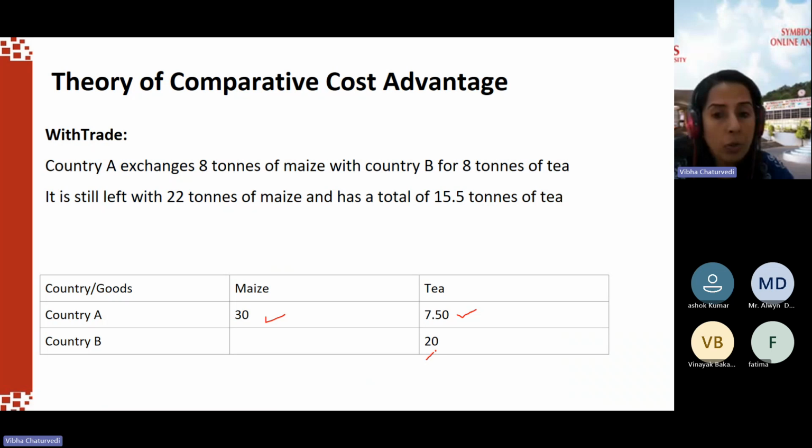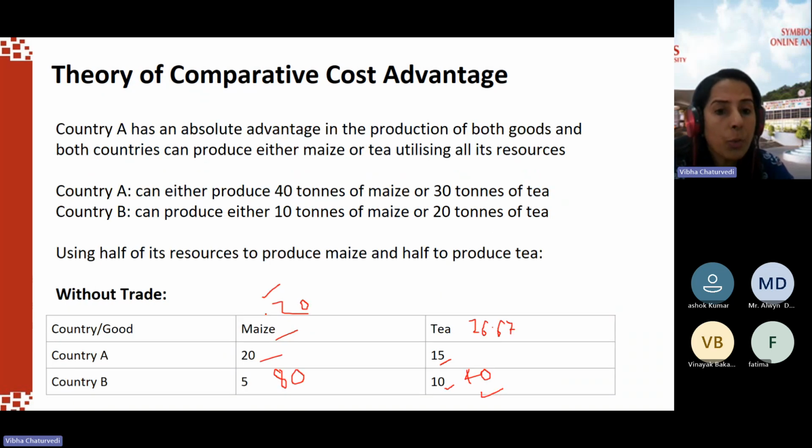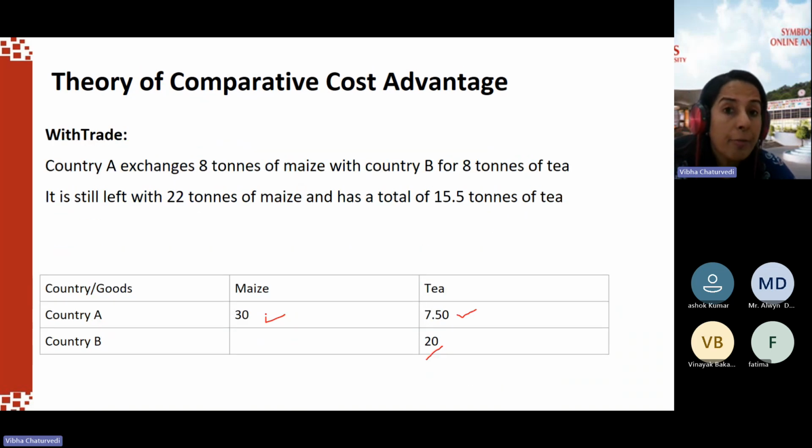So it is going to produce 20 tons of tea. Now let the exchange happen. What country A is going to do is exchange 8 tons of maize with country B for 8 tons of tea, because it only needs 20 tons of maize. Now it is still left with 2 additional tons of maize that way, if you see.